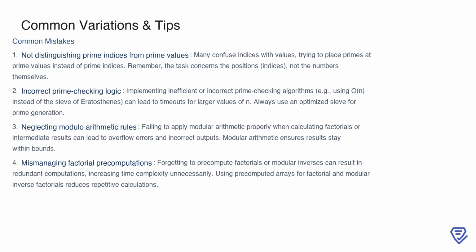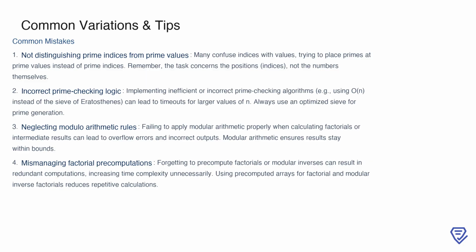When solving this problem, there are some common mistakes to watch out for. First, it's crucial to distinguish between prime indices and prime values. Many mistakenly focus on arranging numbers based on their values being prime, instead of considering the positions, or indices, where those numbers are placed. The problem is about the indices, so always keep that distinction clear.